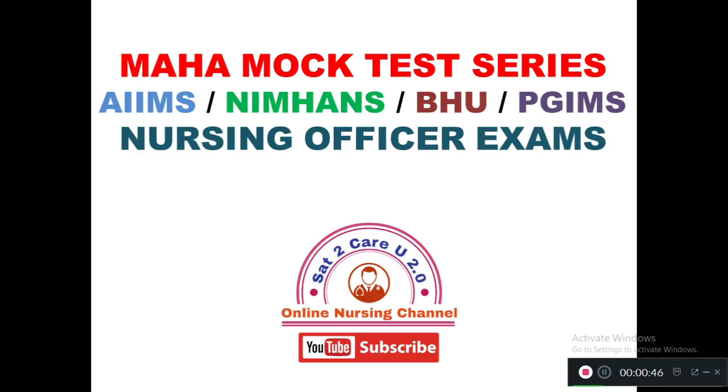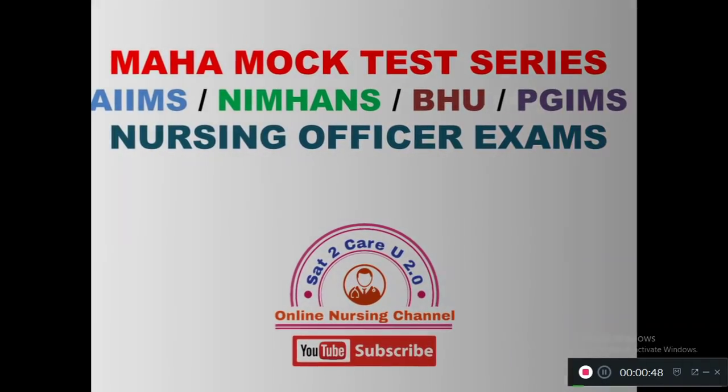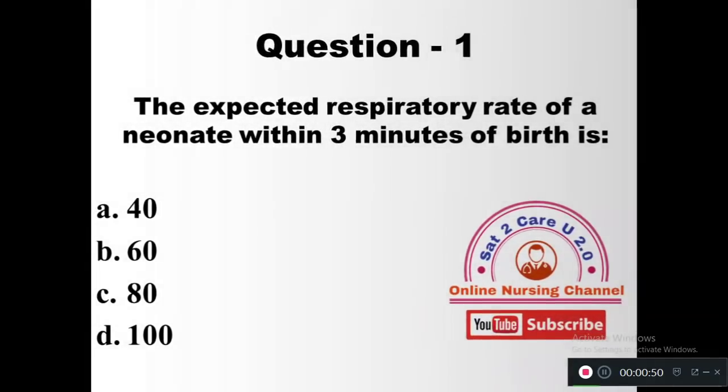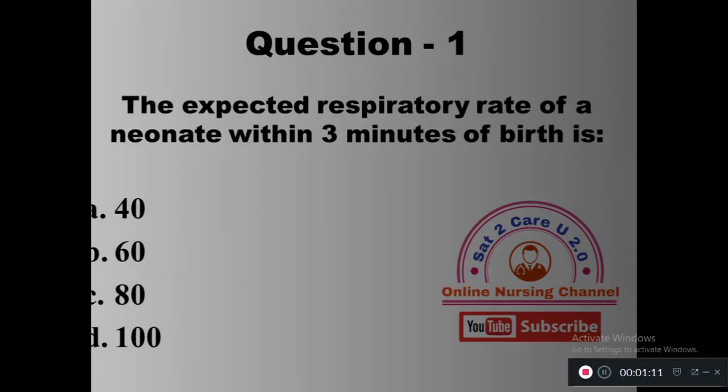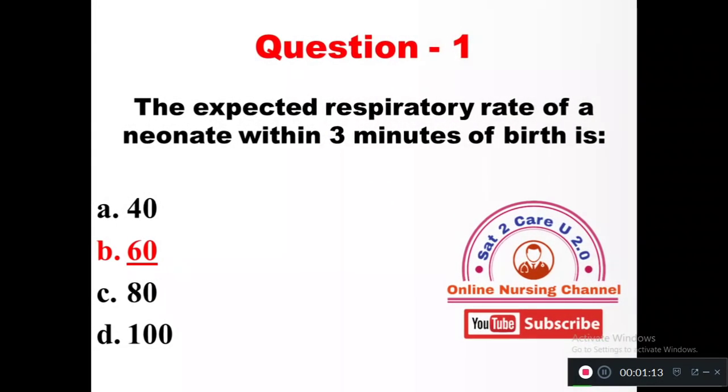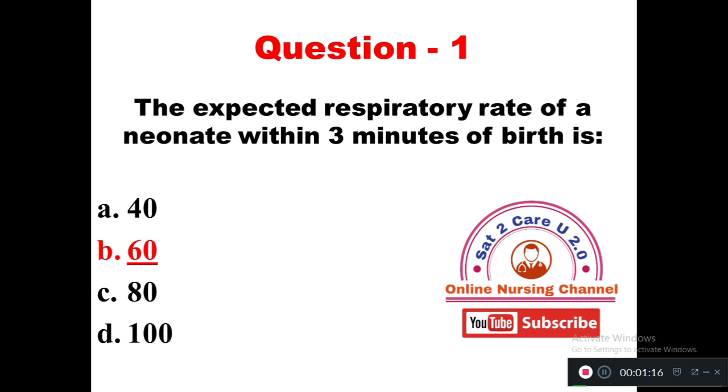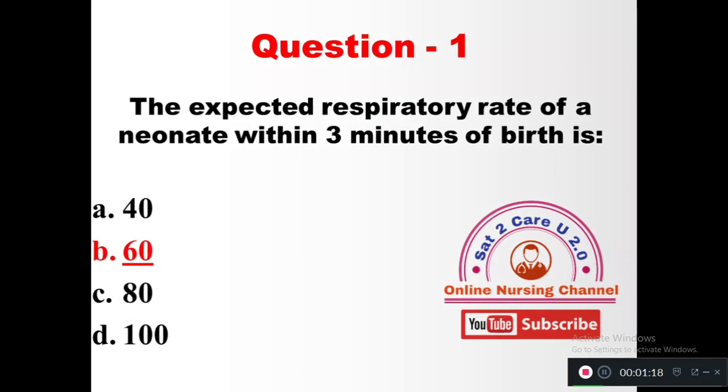Let's see the first question in this video. The expected respiratory rate of a neonate within 3 minutes of birth is A 40, B 60, C 80, D 100. So within 3 minutes of the birth of a newborn, the expected respiratory rate would be option B, 60 breaths per minute. Question number 2.